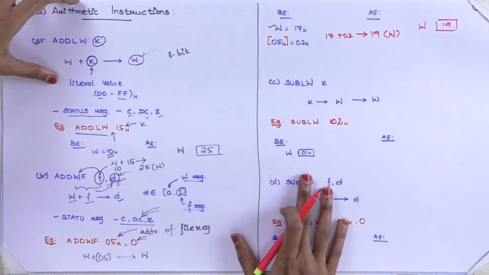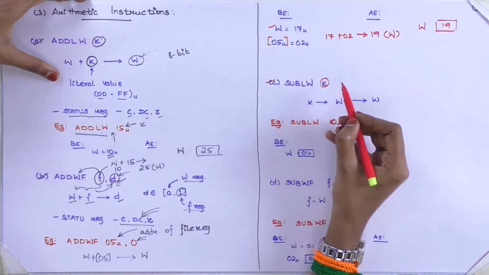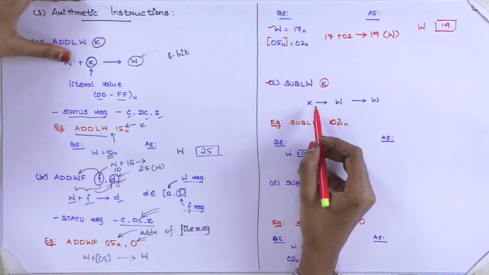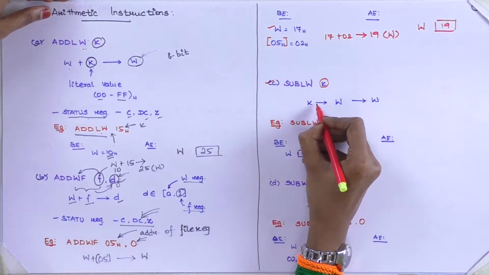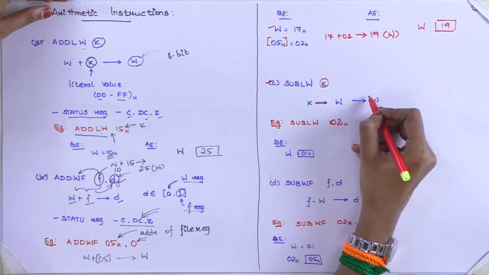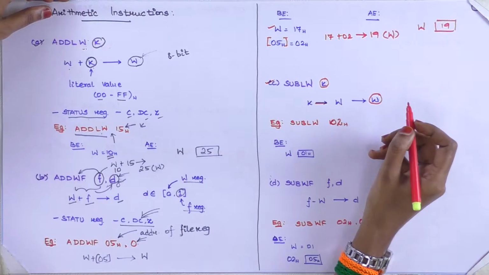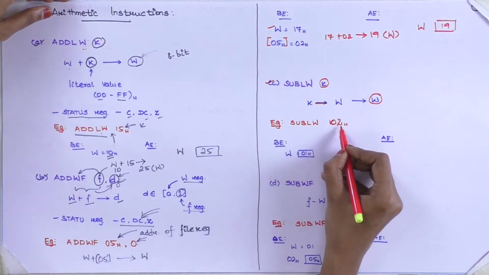Fine. So the next instruction is subtraction, SUB LW K. It is the same as ADD LW. This will subtract the working register from the literal value and store the result in the working register. I have taken an example, SUB LW 02.